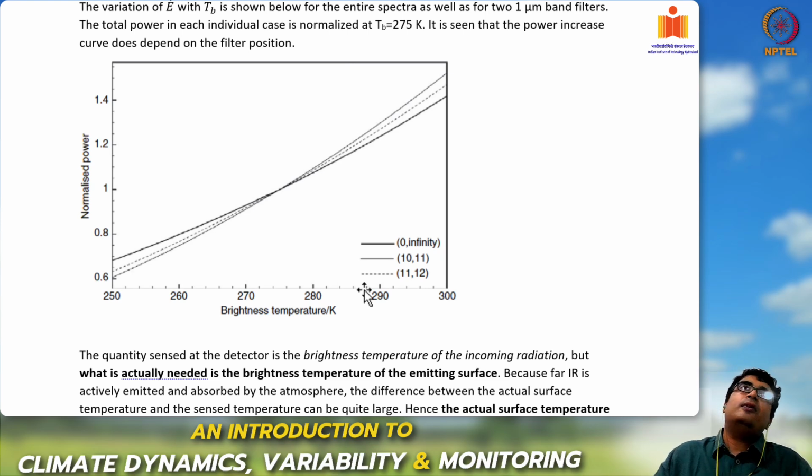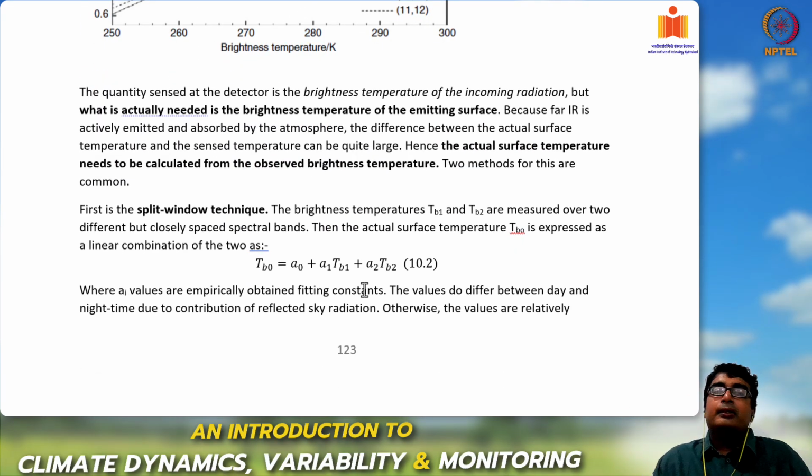So using this curve, based on the actual power obtained at the detector end, we can evaluate the black body temperature of the observed black body, or brightness temperature of radiation, okay. Now there is one important caveat here that we will be discussing now. The quantity sensed at the detector is the brightness temperature of the incoming radiation, okay. But what is actually needed is the brightness temperature of the emitting surface.